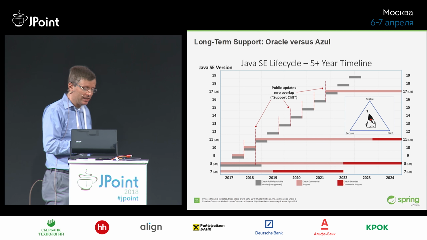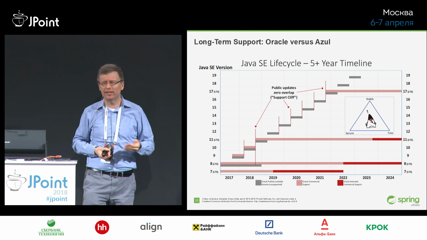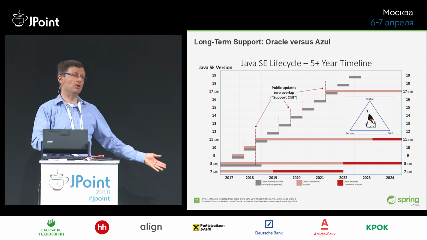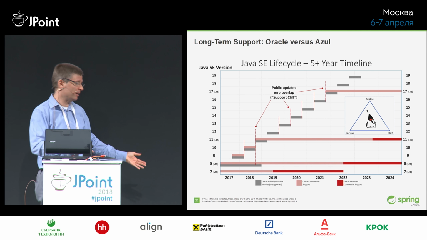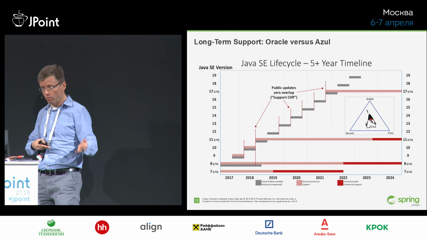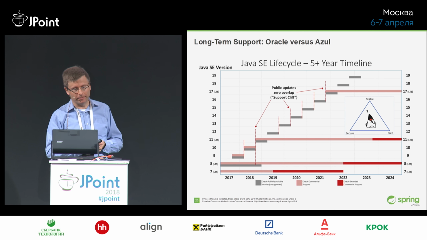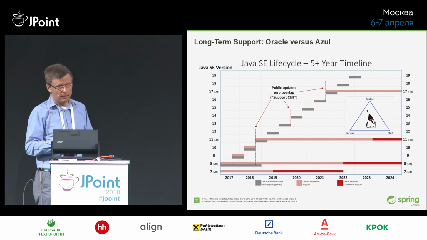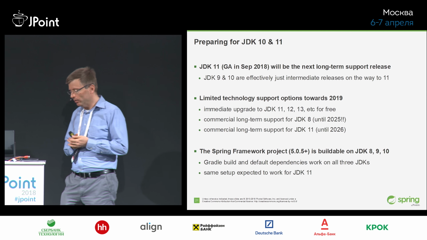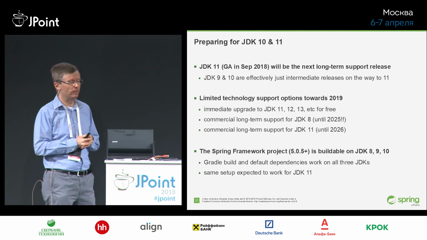Simon Ritter from Azul calls this a support cliff because the public updates don't even overlap. If you want a security fix for JDK 9, but JDK 10 is already GA, you have to upgrade to JDK 10. You're not going to get a public update with that security fix for the 9 line anymore. This is what we are going to see over the next few years here. So JDK 11 is scheduled for general availability in late September this year. Not far off at all.